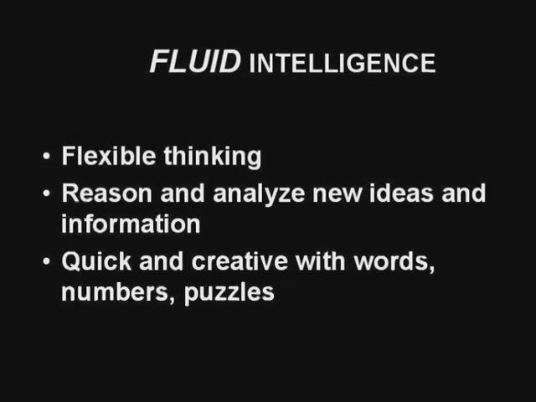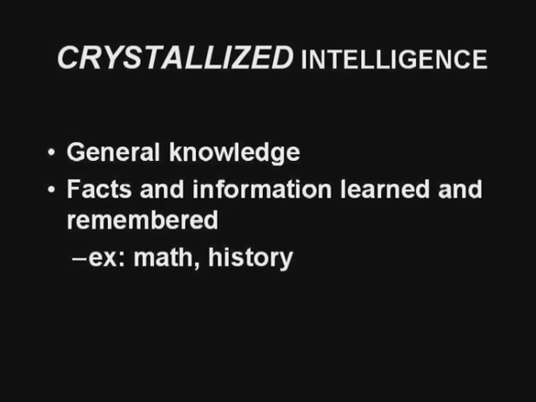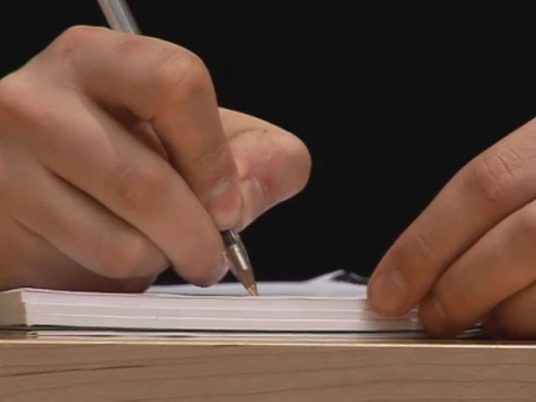Fluid intelligence refers to the flexible thinking that's needed to solve problems and understand the connections between concepts. It involves the ability to reason and analyze new ideas and information. And people with good fluid intelligence are quick and creative with words, numbers, and solving puzzles. On the other hand, crystallized intelligence is the general knowledge, the facts and information that we learn and remember. This would be things like math formulas and dates in history, that sort of thing. Okay, so overall intelligence consists of two different types of knowledge and abilities.